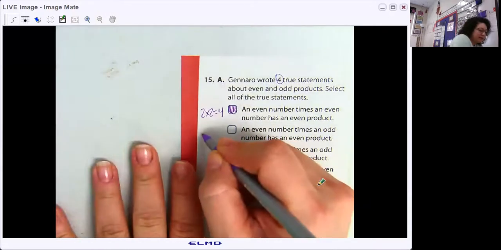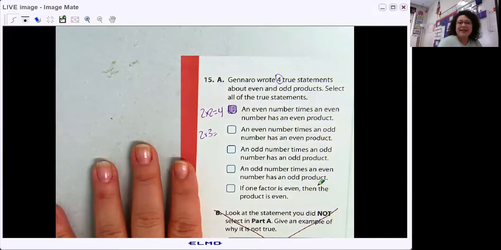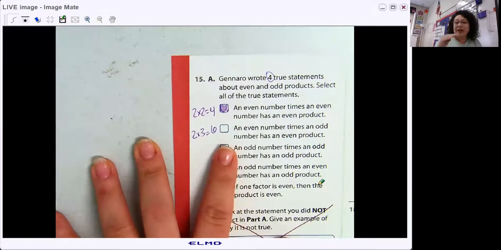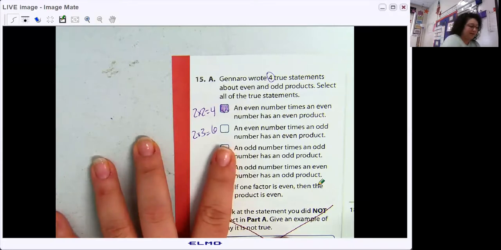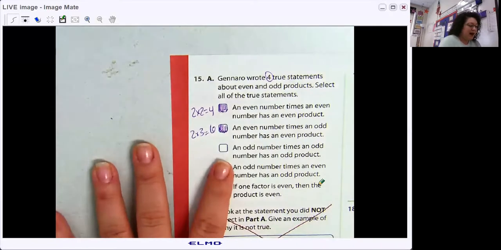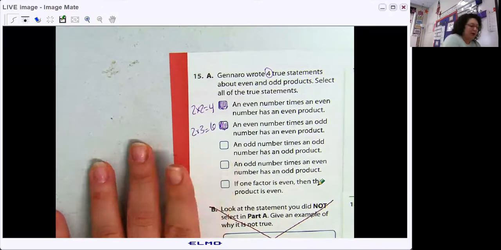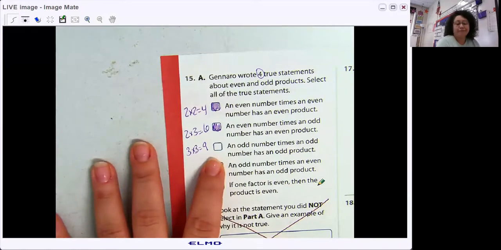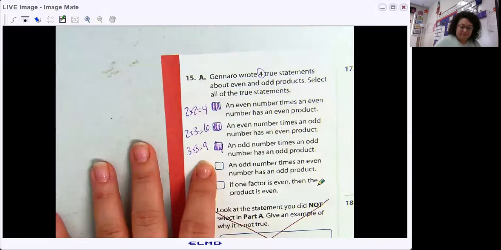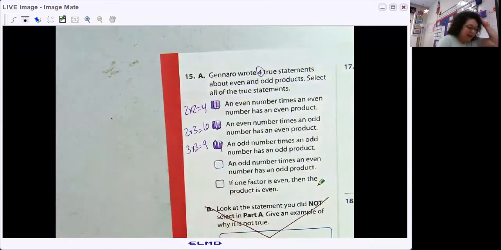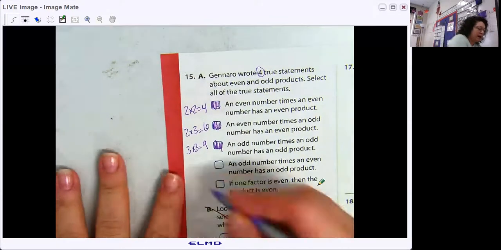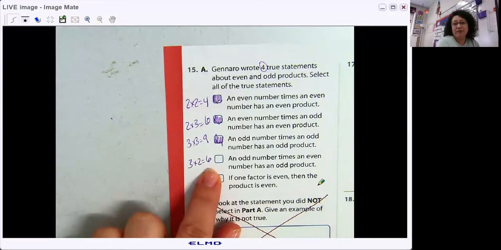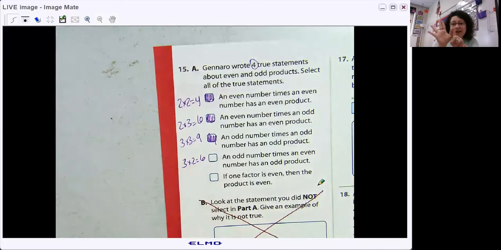An even number times an odd number has an even product. So 2 times 3, 6. And so an even times an odd is even still. An odd number times an odd number has an odd product. 3 times 3 equals 9. Is 9 odd? An odd number times an even number has an odd product. Odd number times even is an odd product. Is 6 odd? No, everybody has a friend.